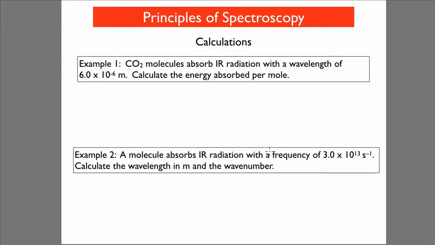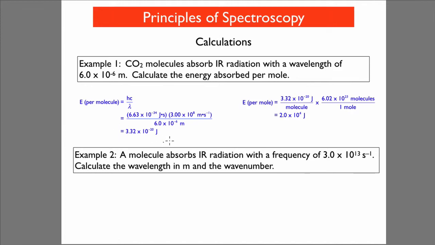Okay, some more calculations. Carbon dioxide molecules absorb infrared radiation with a wavelength of 6 × 10⁻⁶ meters. We're going to calculate the energy absorbed per mole. So step 1, we're going to find the energy per molecule. We'll use the two constants, which we can plug in, and we've been given the wavelength, so put that in too. So we know the energy per molecule.